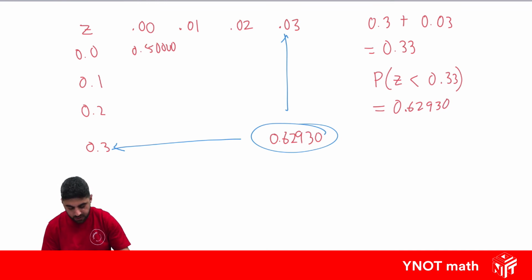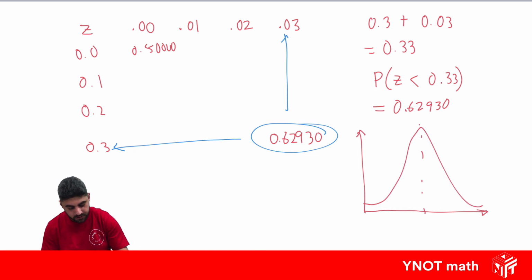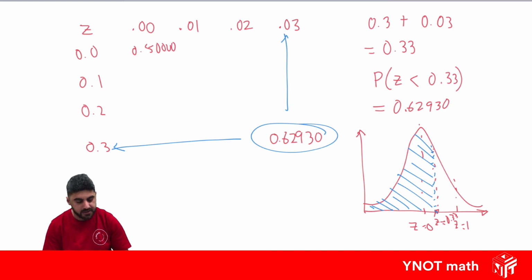0.62930. And just representing that on the normal distribution, we've got our normal distribution. That's our z-score of 0. Just going to do a wide one. That's our z-score of 1. Now 0.33 would be about there. And that 0.62930, just in a different colour, is all this area here. So you can see it should be bigger than a half, which it is, and that's how we get that value.